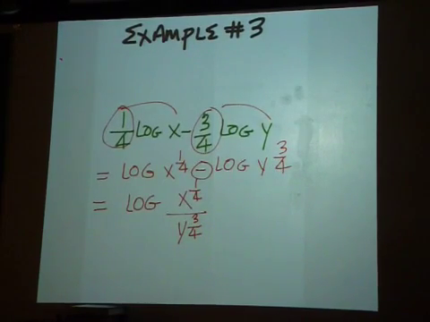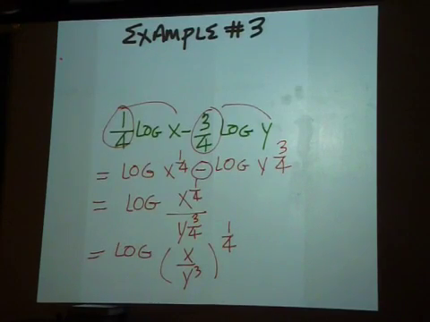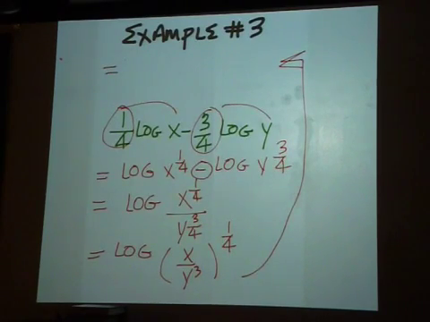We have the same denominator in each exponent. So we can do this. We will take out 1/4 and be left with x over y to the 3rd. And then finish it off. I need to come up top for my final answer. That would be log 4th root of x over y to the 3rd.